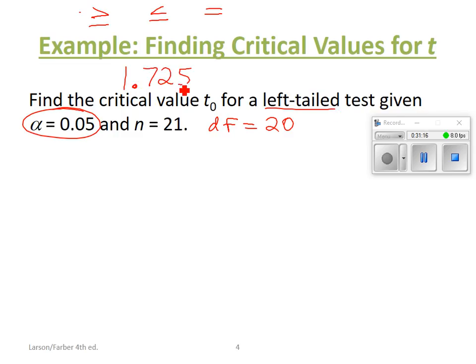Now you gotta be careful. We said we're left-tailed, so we're over here somewhere. That would be negative. That can't be 1.725, can it? So what do you gotta do to that? Negative. If you're left-tailed, you gotta remember to make it negative. They give you all the positives here. So if it's left-tailed, you got to make sure that you put in the negative.